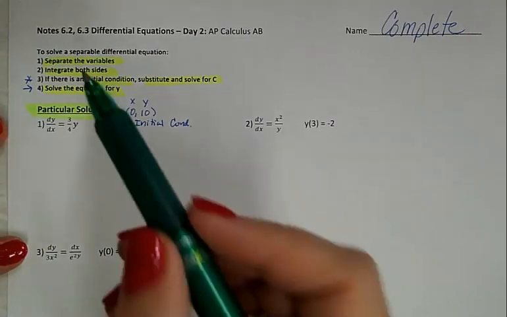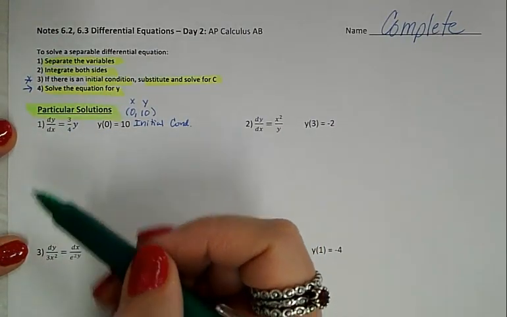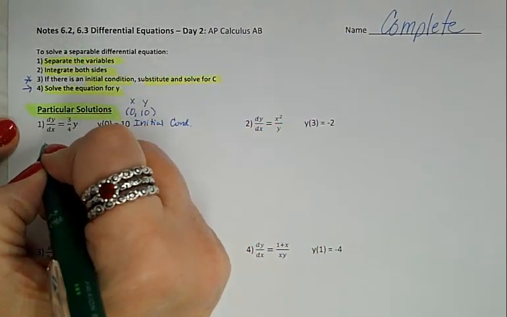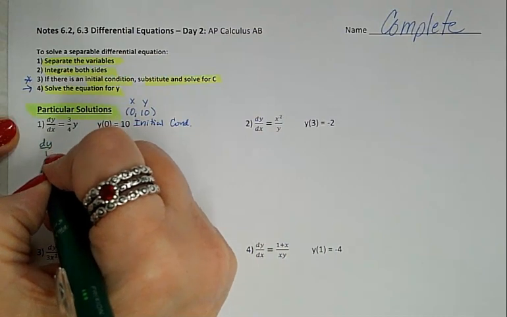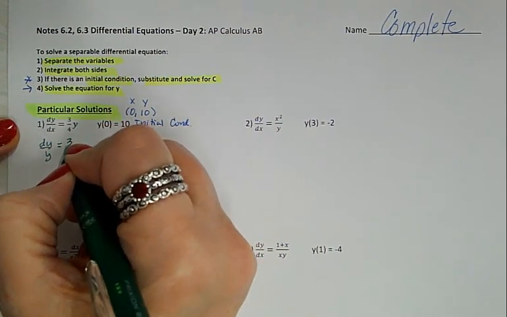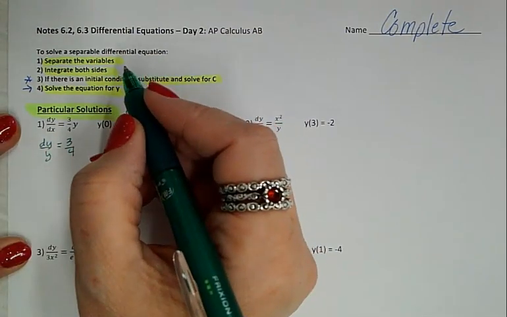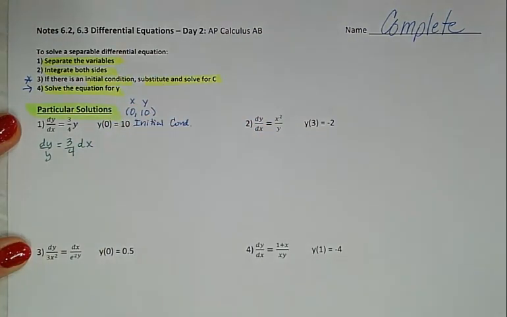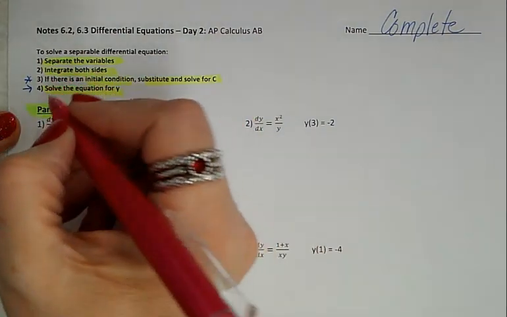So we're going to separate our variables. We're going to pull the y terms to the left. We're going to pull the constant and the x terms to the right. So I'm going to have dy over y, and then I'm going to have 3/4, and then I'm going to have dx. So we have separated our variables, and then we're going to integrate both sides.